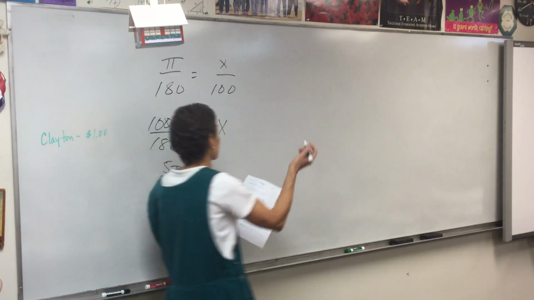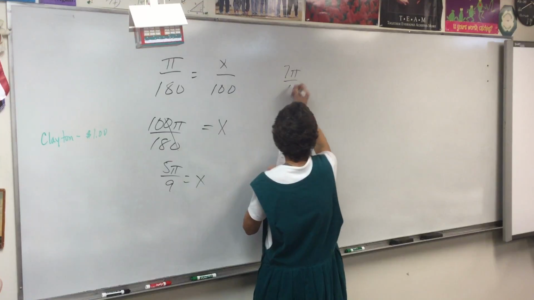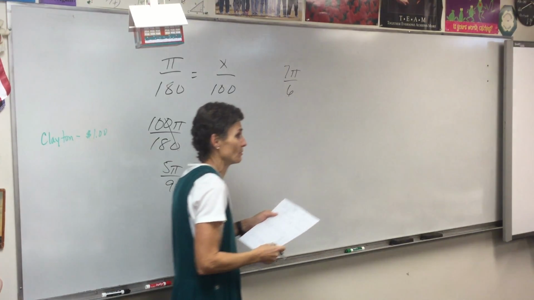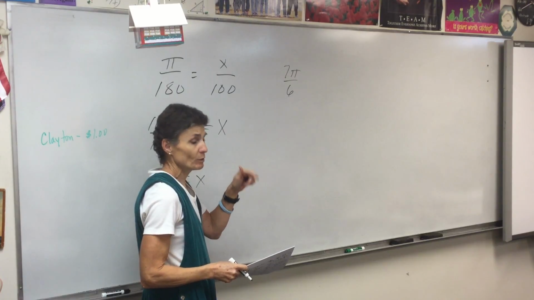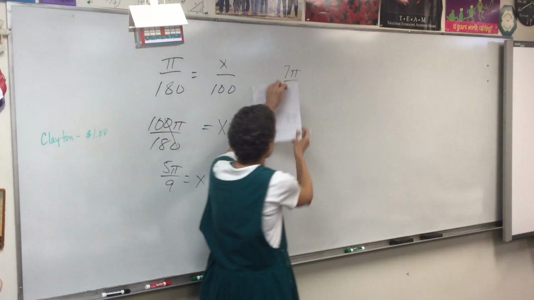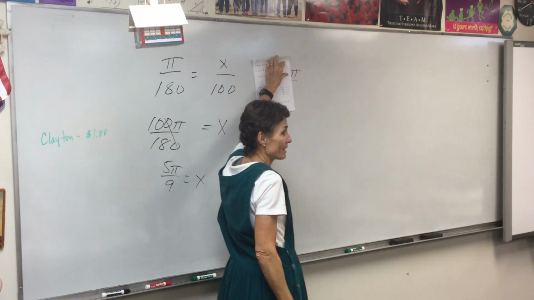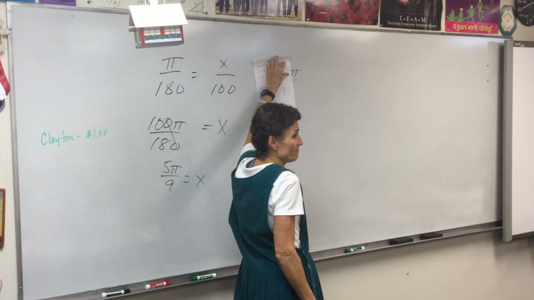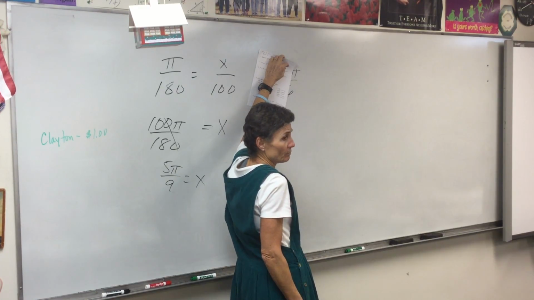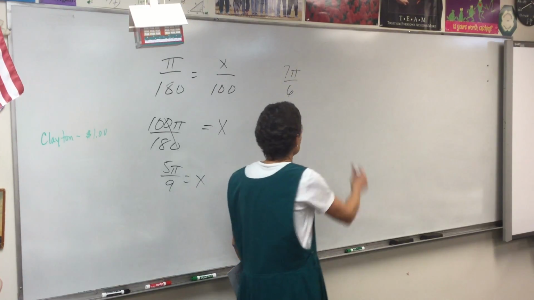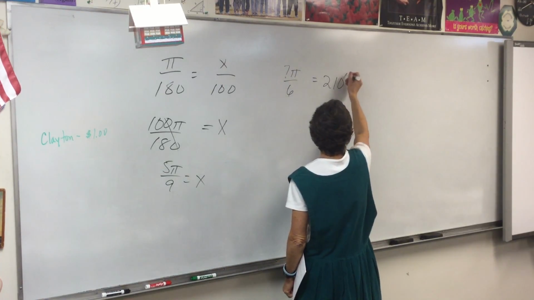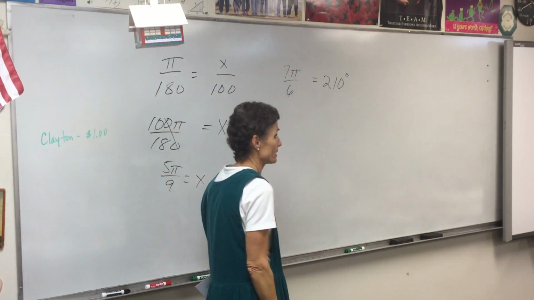All right, now we got the same thing but backwards. 7 pi over 6 radians is how many degrees? Now the easiest thing to do here, we've been doing a lot of this in the last couple days, is to say, well, I know pi is 180. A sixth of that would be 30, and 7 of those would be 210. So that's the same as 210 degrees.